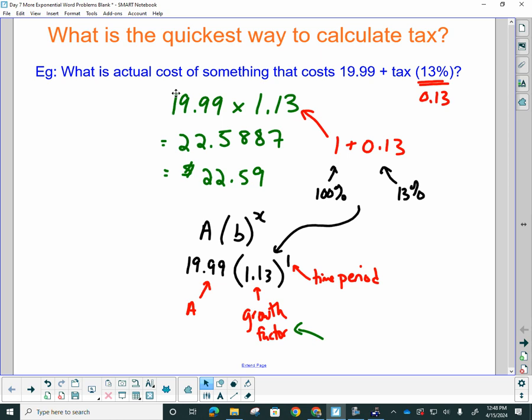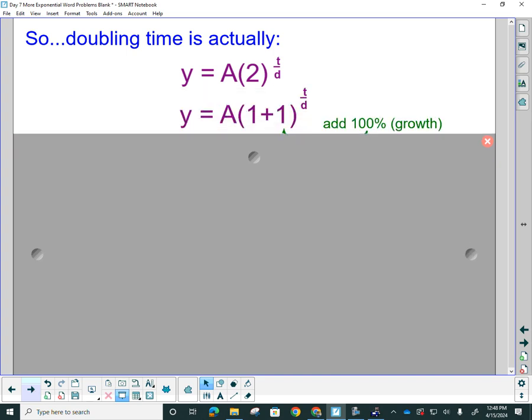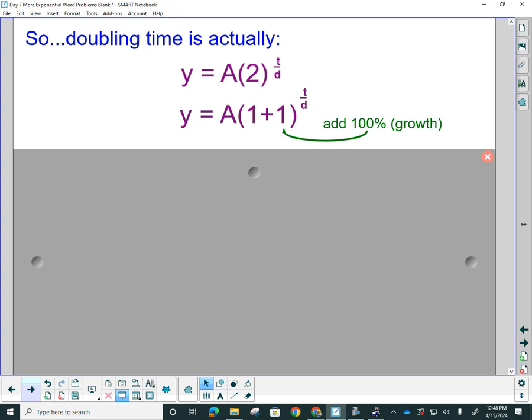The questions we're going to do today are just going to have a different growth factor instead of 2. If we look at that formula we had yesterday, A times 2 to the T over D, that 2 is actually 1 for the 100% that you have there, plus 1, since you're doubling by 100%. So it's 1 plus 1. Instead of like the tax one where you're only adding 13% on, when you're doubling, you're adding 100% on. So the formula is actually the same formula. The growth factor is just 1 plus 1 to get 100% more, which is 2.